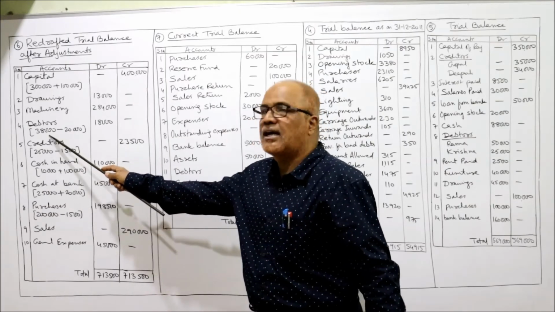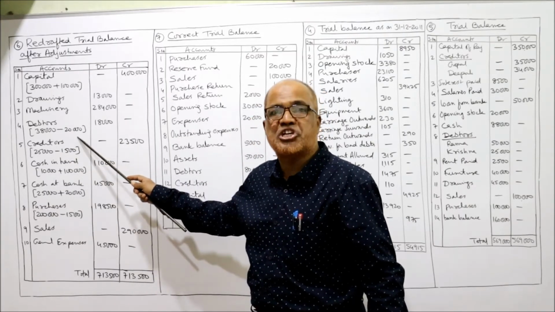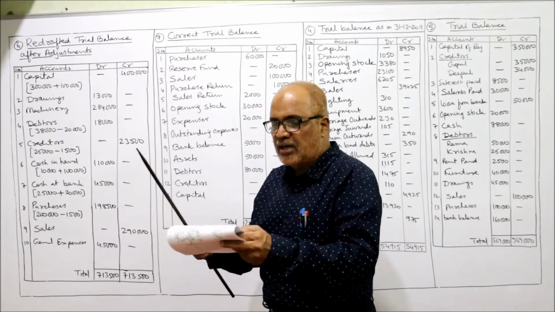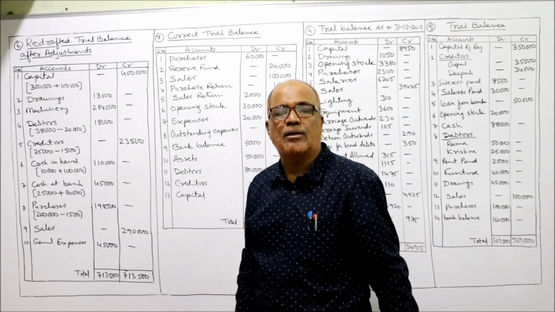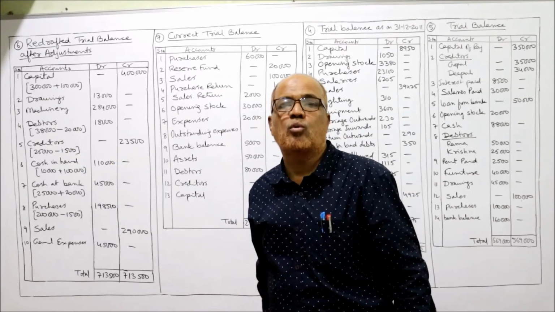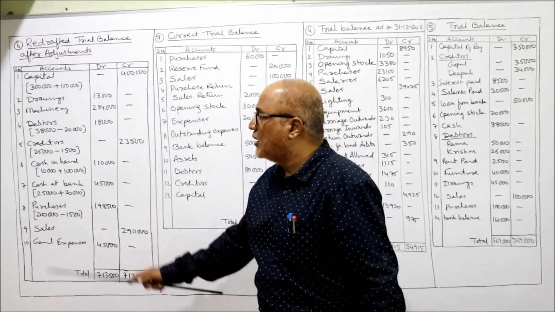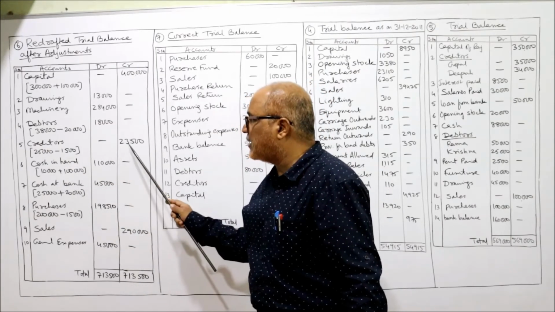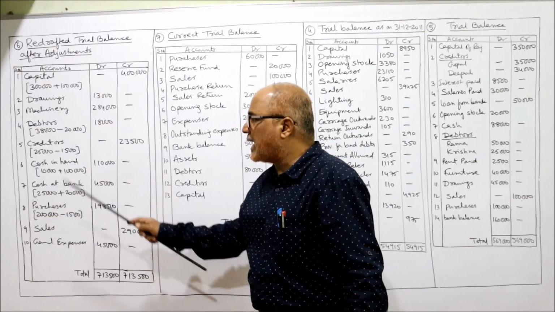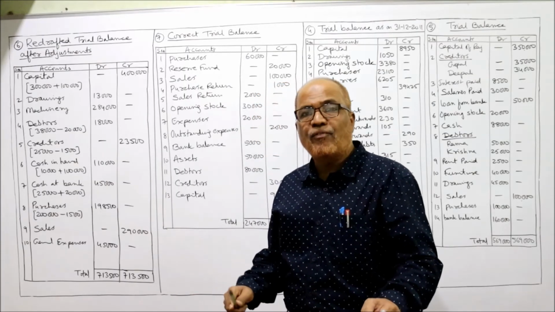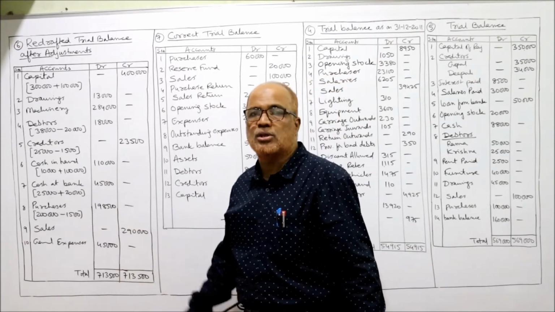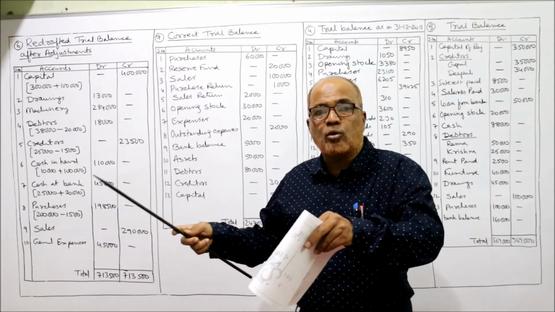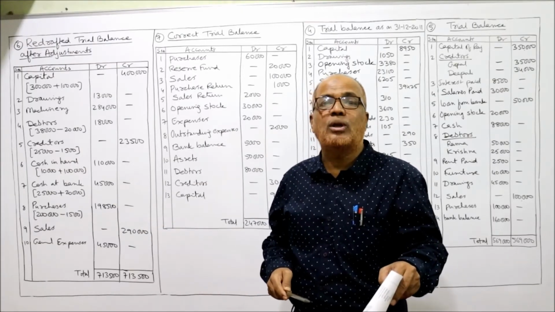Debtors 38,000 minus 20,000 rupees check received, so 18,000. Creditors are 25,000, but we have returned some goods to the creditors, 1,500, so 25,000 minus 1,500, 23,500. Cash in hand. Before adjustment, cash in hand was 10,000. But by the adjustment, 1 lakh rupees has been brought by the owner.